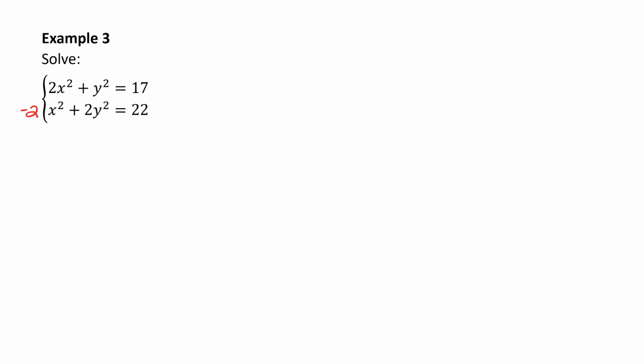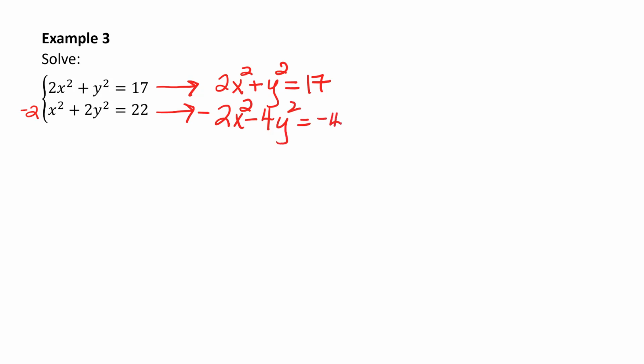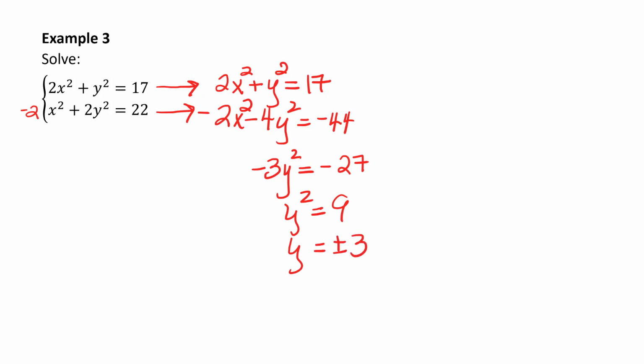We can multiply the second equation by -2. And if we do that, we're going to leave the first equation the way it is. And the second equation is going to be -2x² - 4y² = -44. And if you add that up, the x² terms are going to cancel, and you'll end up with -3y² = -27. If you divide both sides by -3, you get y² = 9. And that means that y could be plus or minus 3.